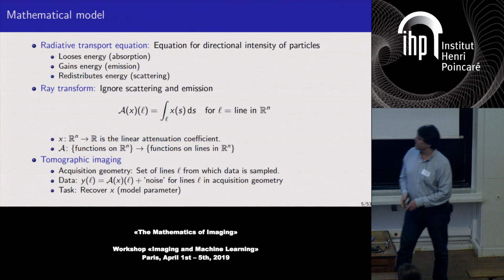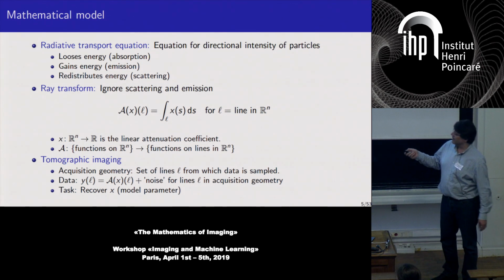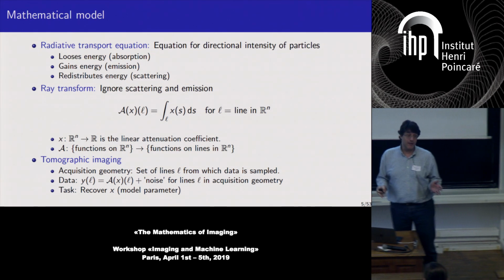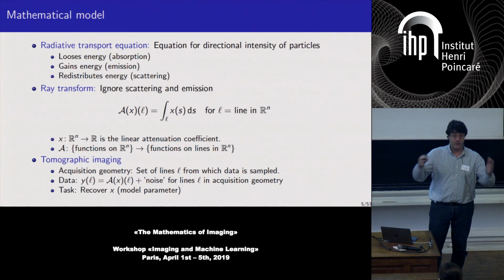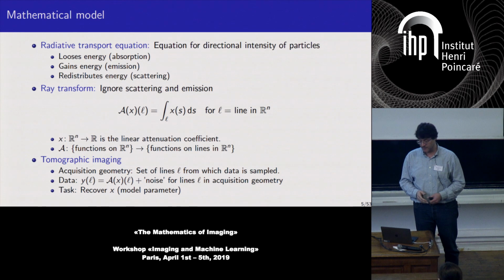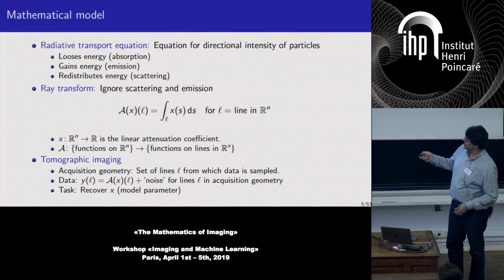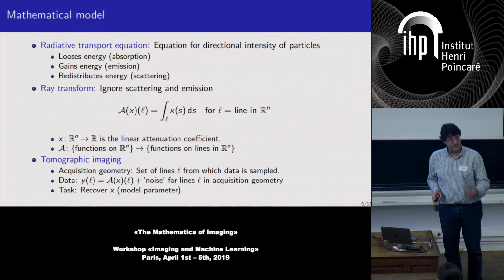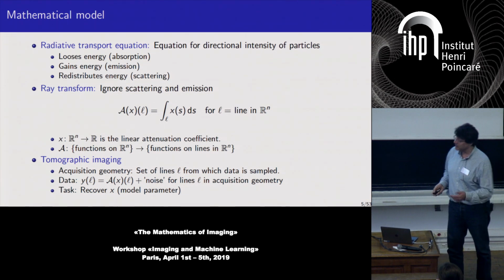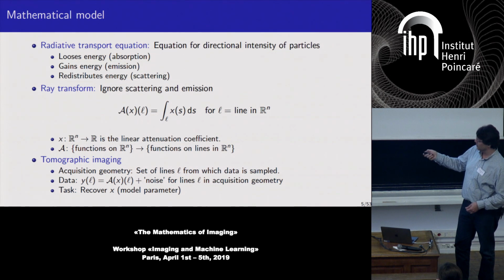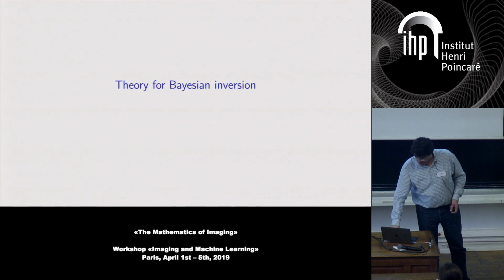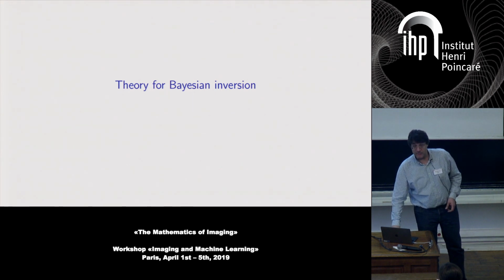Essentially, tomographic imaging means that data is a function on a manifold of lines, and which manifold you are dealing with depends on your acquisition geometry, your setup or your instrumentation. Then the task is to recover this x, which is the image, essentially modeled by a real-valued function in R3, or R2 if it's a two-dimensional problem. I'm just going to loosely call this the model parameter. So this is just a model inverse problem, but it's the one that we're going to show examples from.